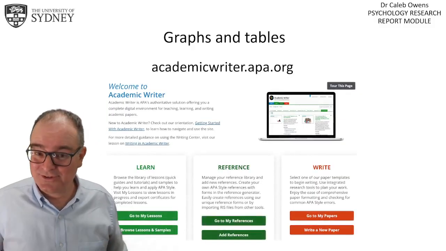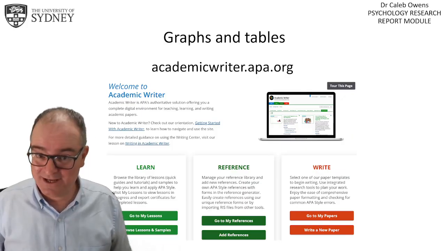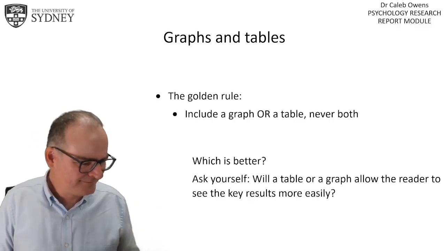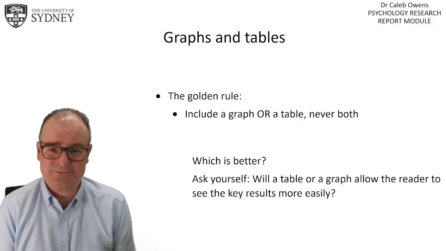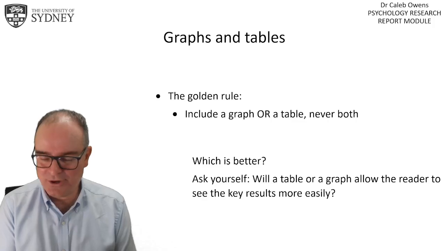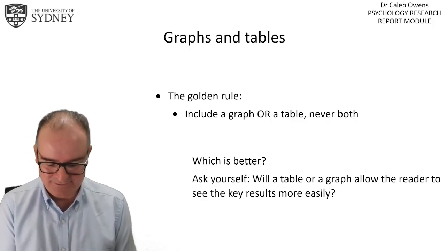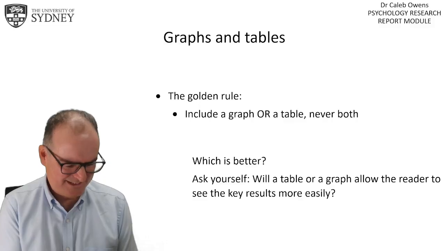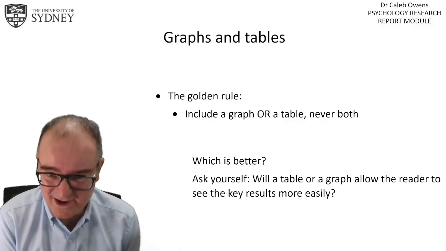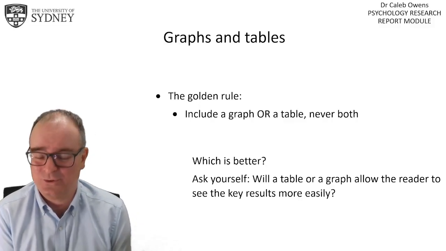Graphs and tables: Academic Writer has exemplars. Academic Writer is where I got the exemplars I'm about to show you. The golden rule for writing research reports is a graph or a table for the same data, never both. If you can't decide between them, just ask yourself, what's better? What's going to communicate these results better? It's almost always a graph, I've got to say, almost always.